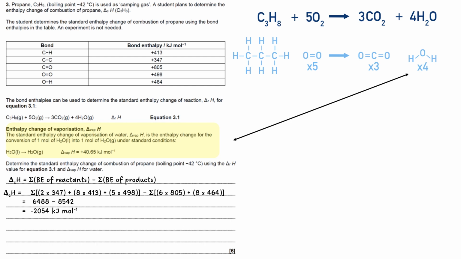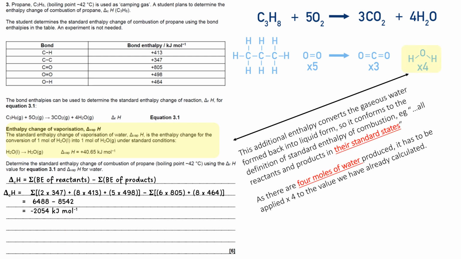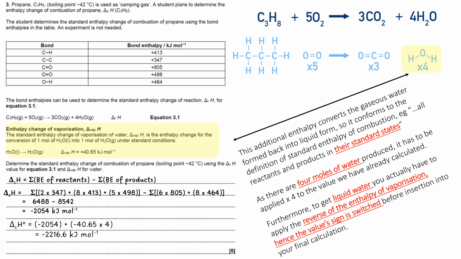Now that's connected to the water, isn't it? Because you can see it's H2O liquid going to H2O gas. Now we want it to be liquid, we don't want it to be gas at all. So we're going to have to go backwards rather than forwards in that reaction, or that change. So therefore, instead of plus 40.65, you're going to have minus 40.65. And you're going to multiply it by 4 because there are 4 moles of water that you're applying it to. So that gives us minus 2216.6 kilojoules per mole.